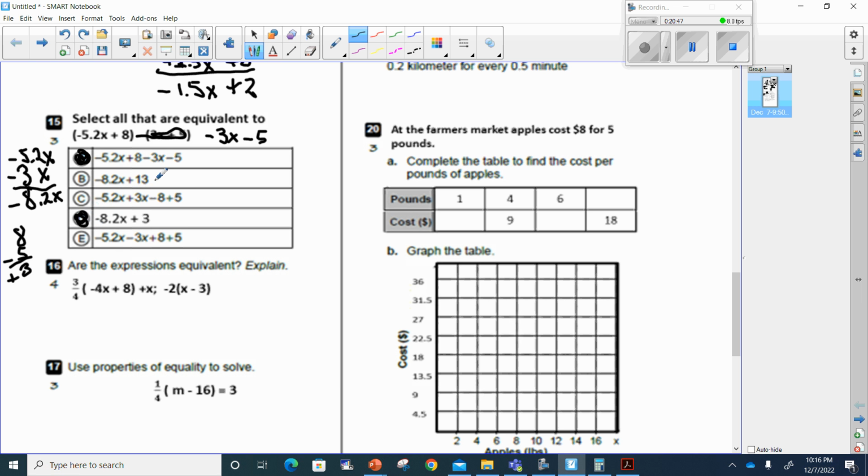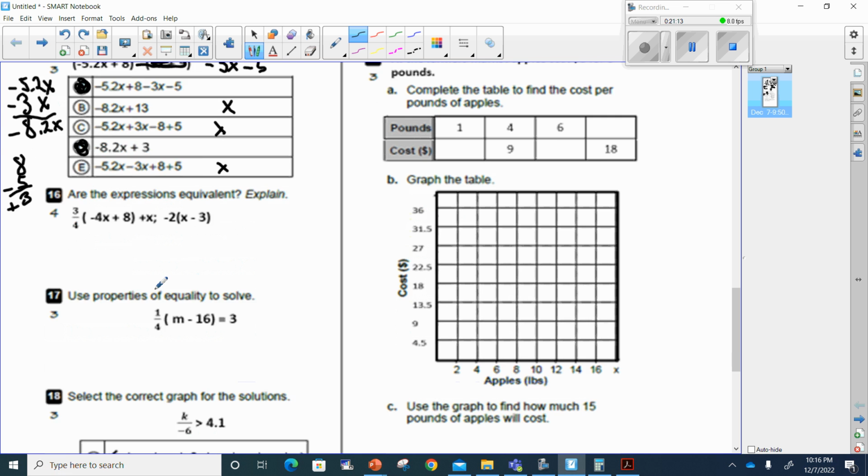Are there any others where it works? I know this one doesn't work. This one is 5.2x plus 3x. And this is a minus 3x, so that doesn't work. This one down here is a negative 5.2x minus 3x plus 8 plus 5, and this is a minus 5. So this won't work either. Just A and D were my answers.